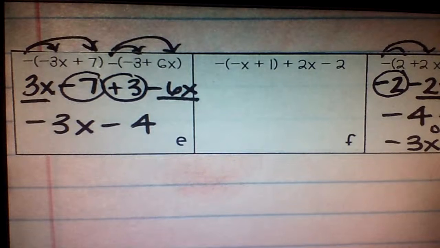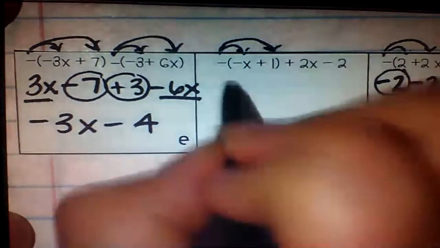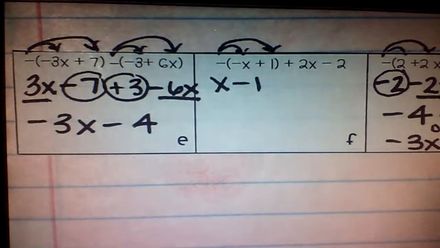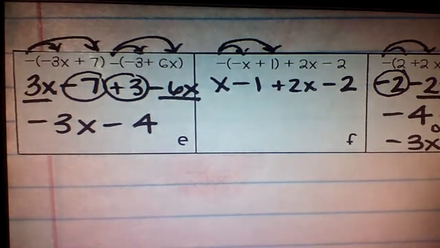When you do F, we distribute through the negative just like we did in E. So my negative x becomes positive and my positive 1 becomes negative. Nothing happens to 2x or the negative 2. It just falls on down.